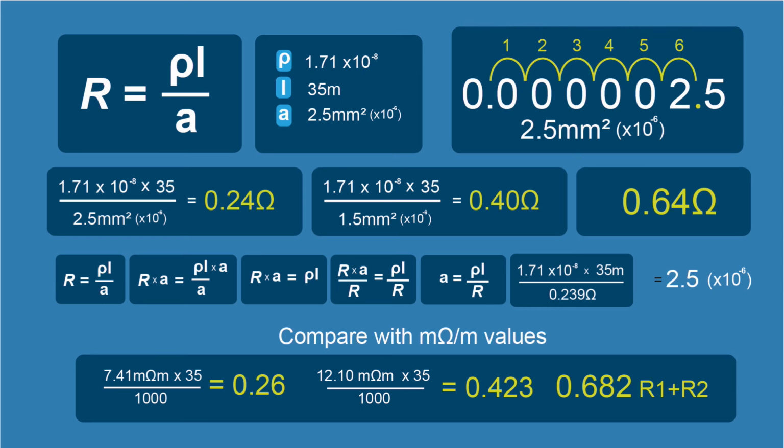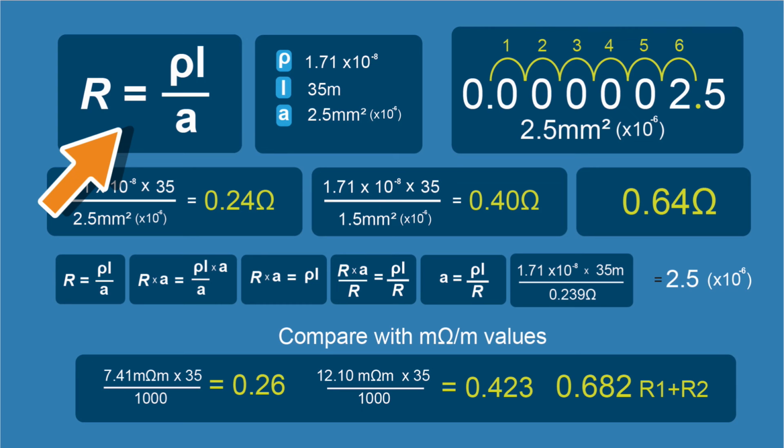You might not have the milliohms per metre values to hand though. So you can actually work out the resistance of a cable from the resistivity formula. So the resistance formula is resistance equals ρ times L divided by cross-sectional area. Rho is the resistivity of copper. We're using copper in this example.